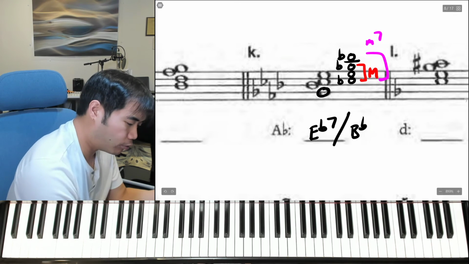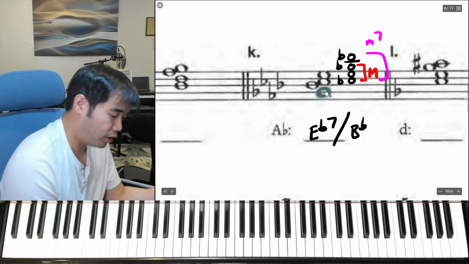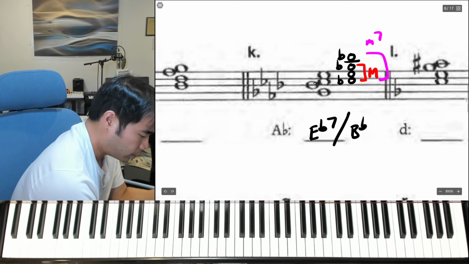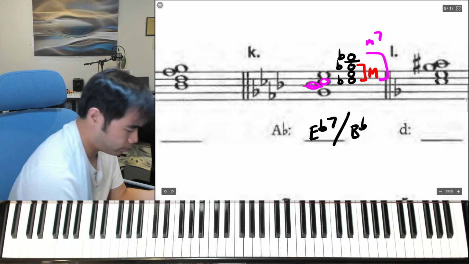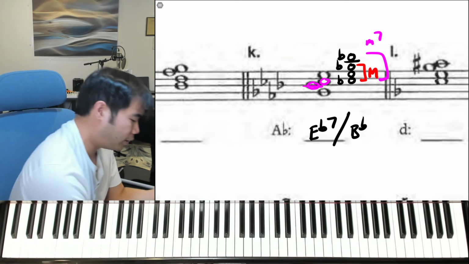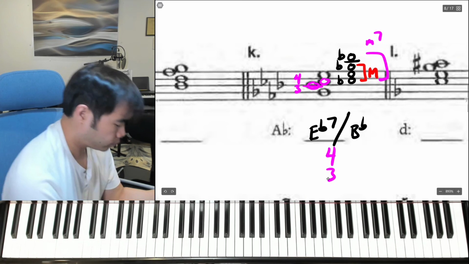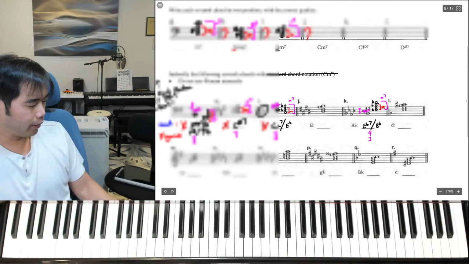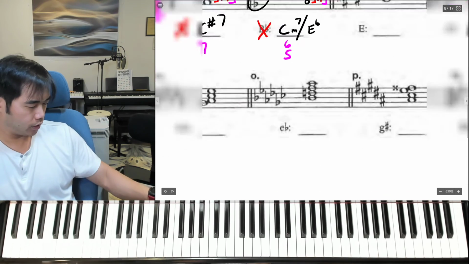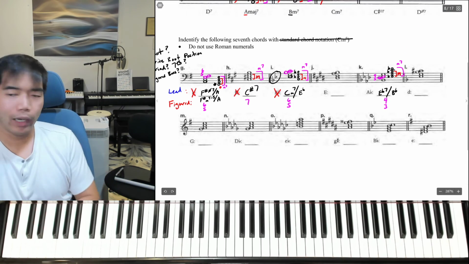And final step, we need the inversion symbol for the figured bass. Where's the second? It's in the middle, right here. When it's in the middle, you're dealing with a 4-3. Okay. Oops. Zoom out a little bit.